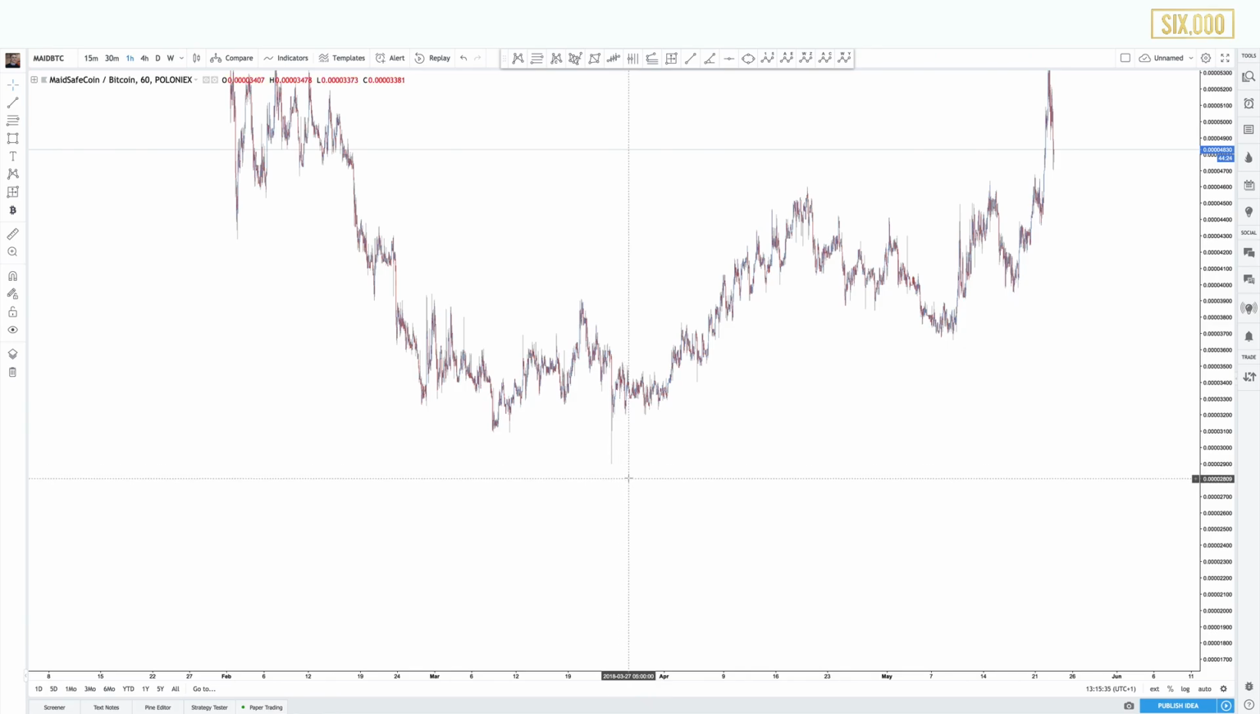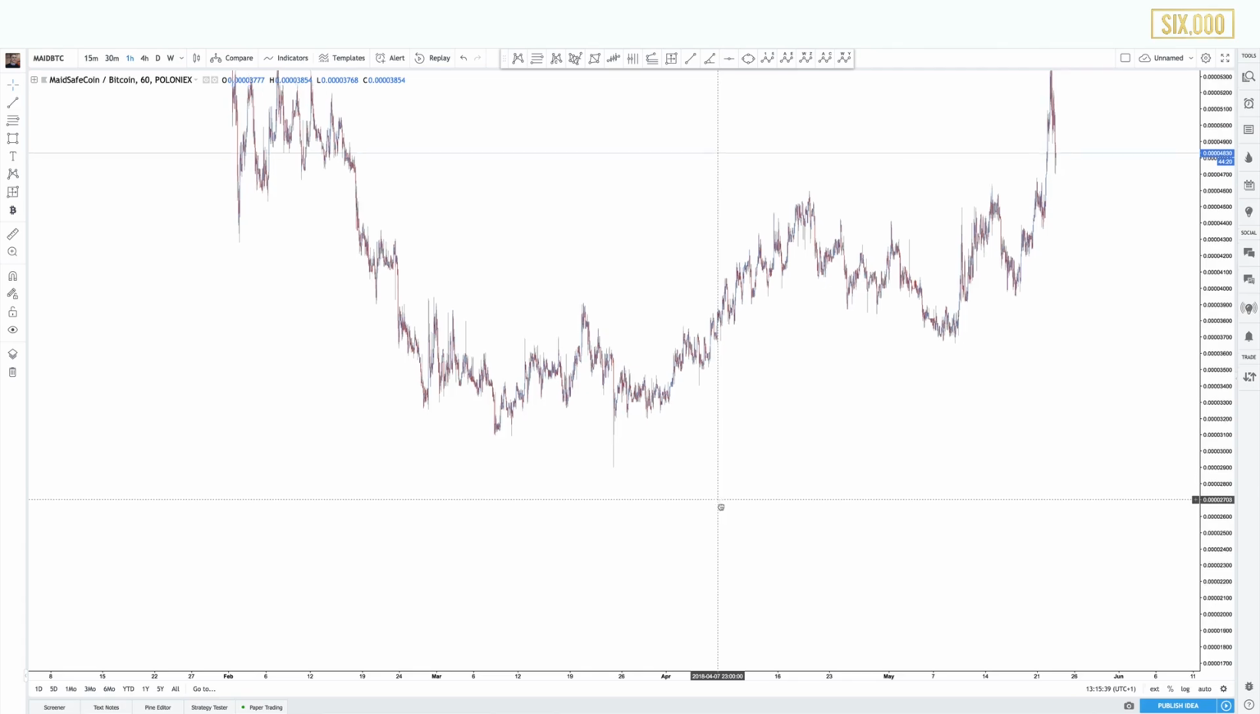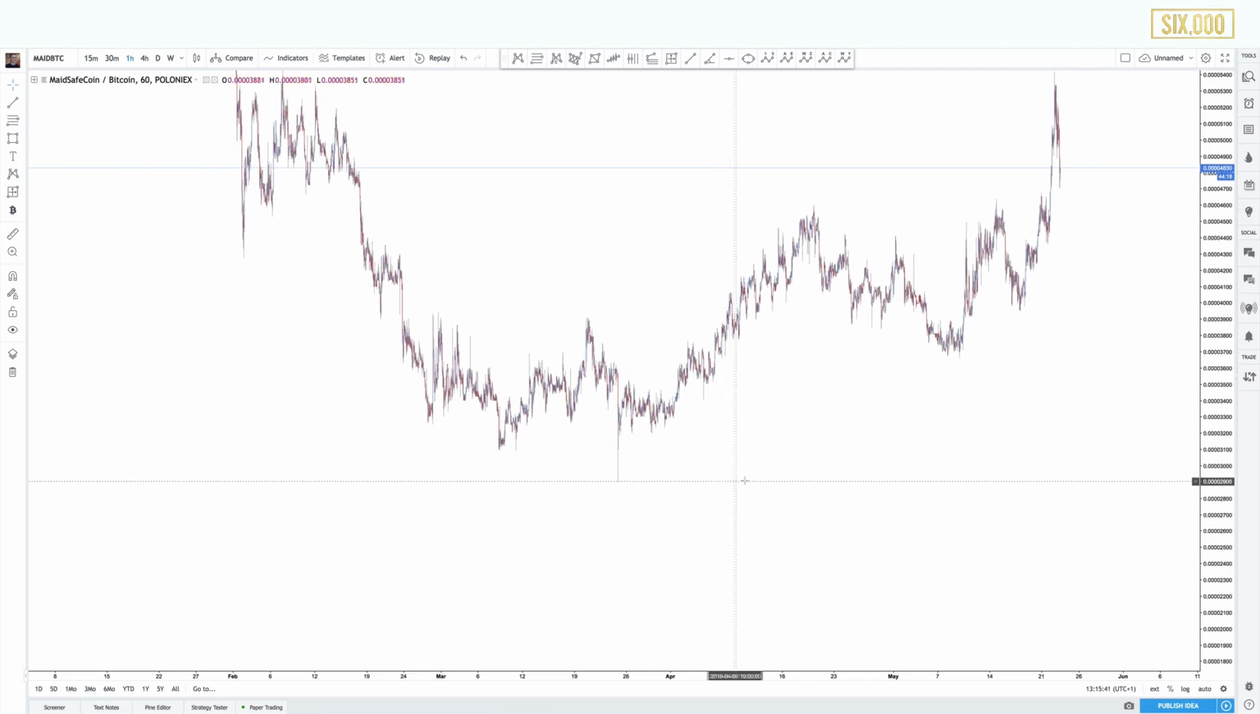Now, I didn't see price dropping any further because Made Safe is a valuable asset. I do see a lot of potential in it, and therefore I was more than happy to buy in this area.